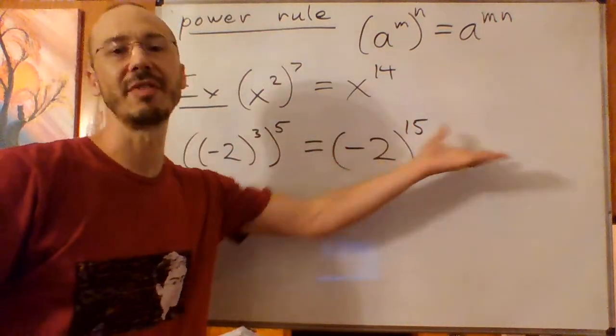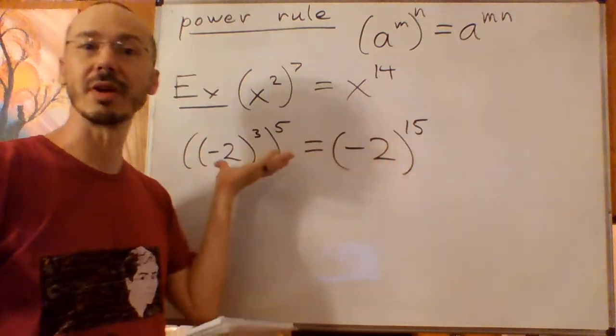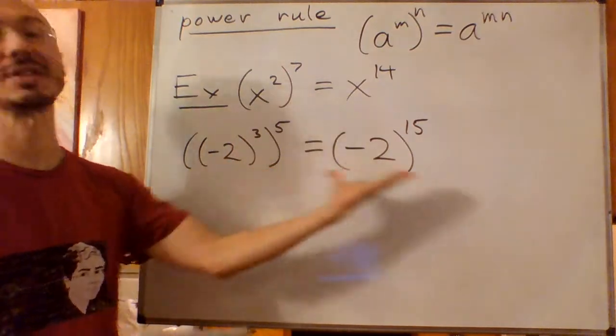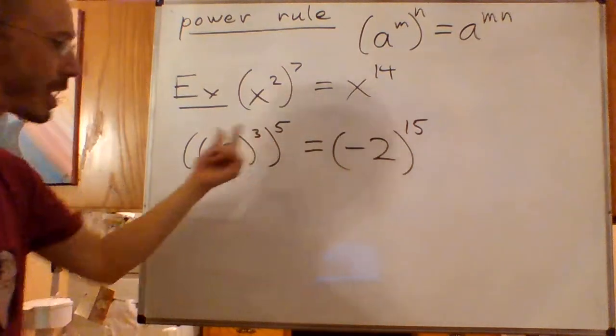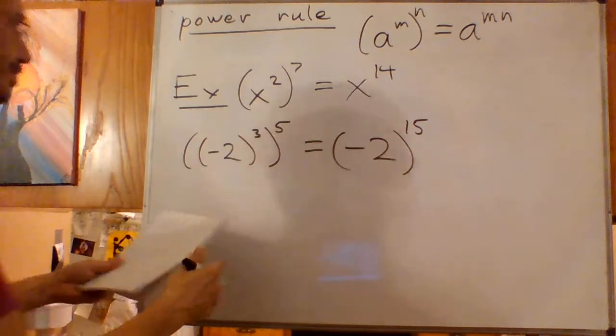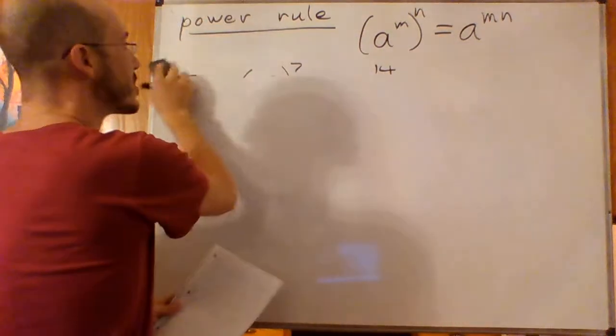And then we could evaluate what this number is, but that's the application of the power rule, that gets us a much simpler expression rather than a power of a power. The next thing we'll look at is called the zero exponent.